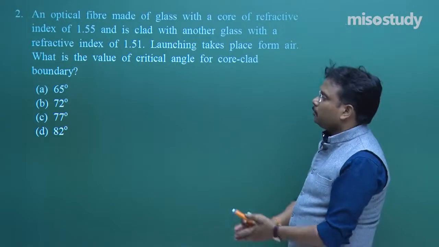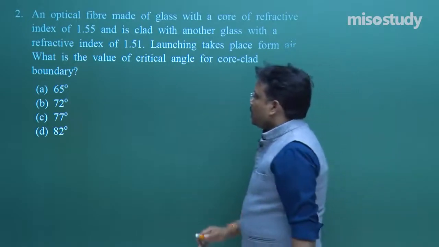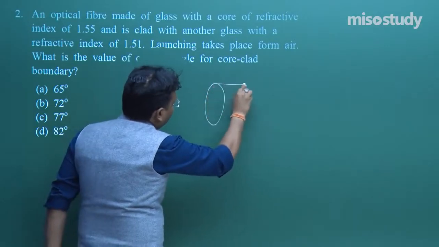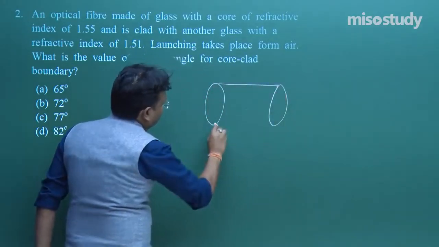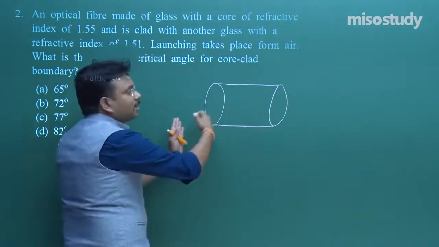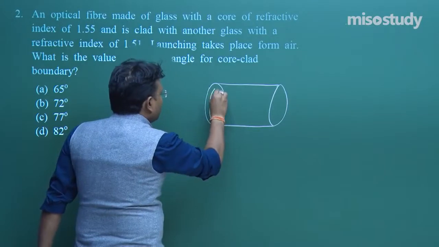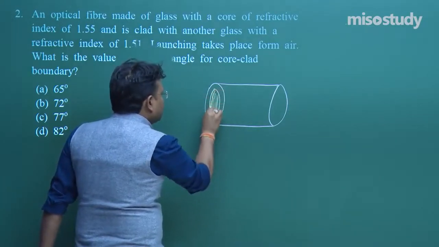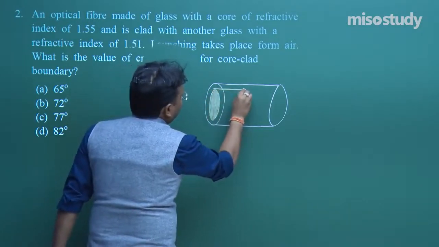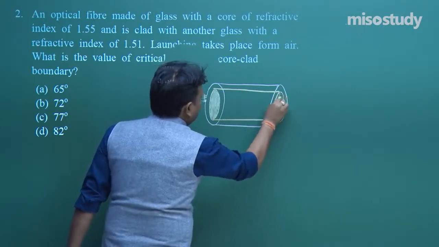First I will draw a very simple diagram, and then I will show you how you can calculate it. Let me use this space for drawing the diagram. This is your optical fiber cable, which is in the form of a cylinder, which is why I am showing it like this. This portion is the core, and the outer white boundary is the cladding.